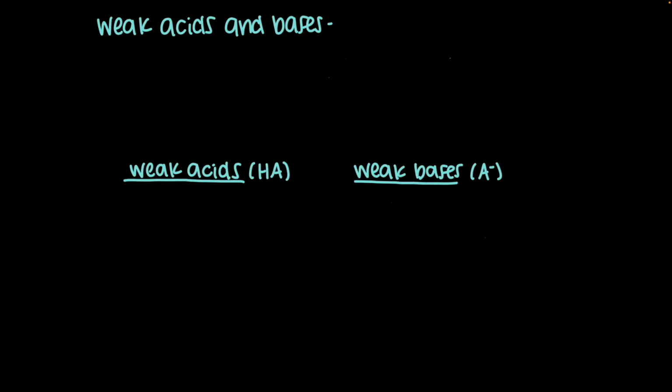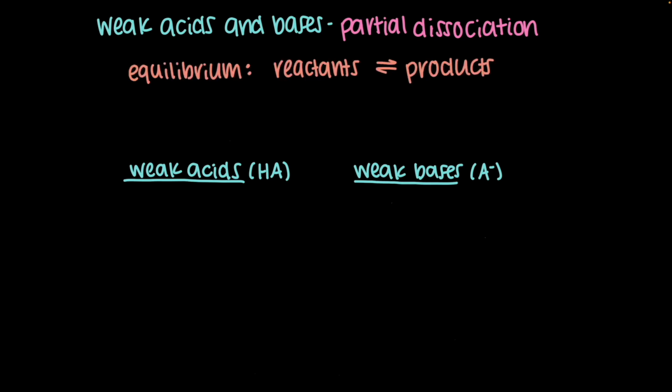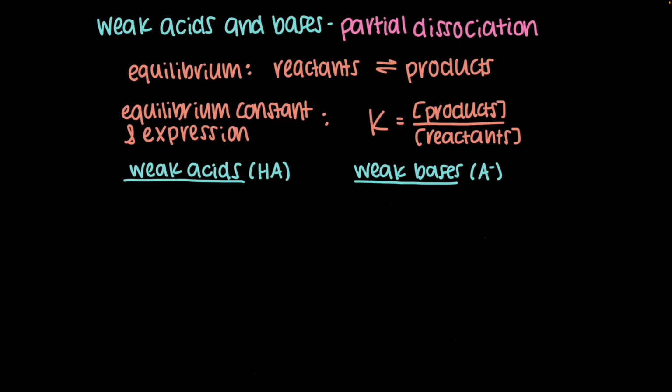Weak acids and bases will only partially dissociate into ions and will create an equilibrium between reactants and products where both will still be present in solution. To describe the amount as a ratio for products and reactants that are present at equilibrium, we have an equilibrium constant K. K will be equal to the ratio of products to reactants at equilibrium.